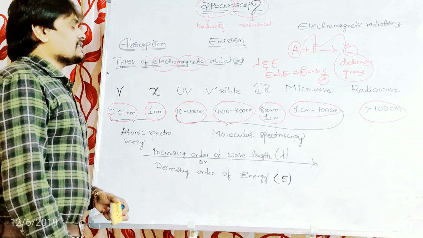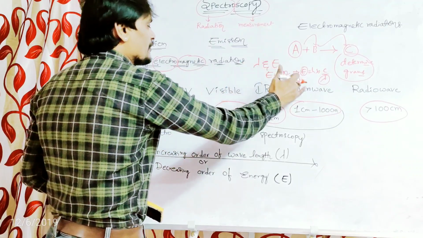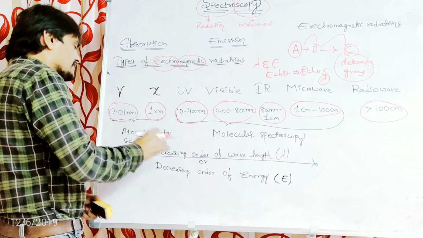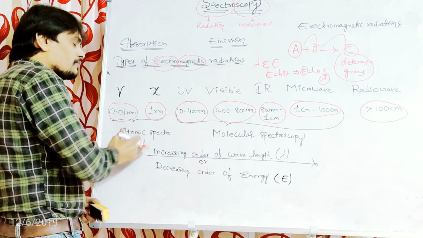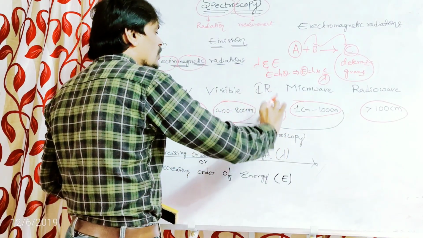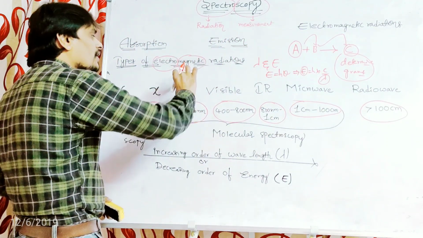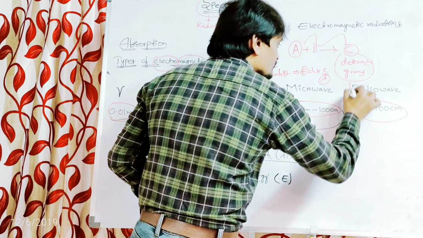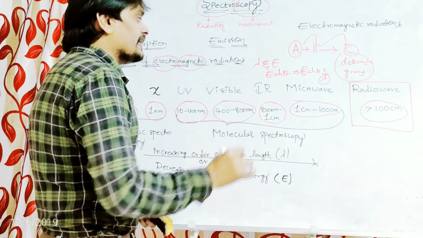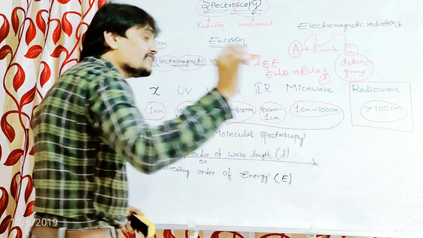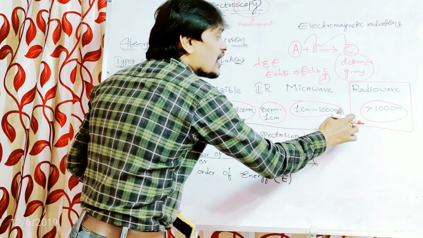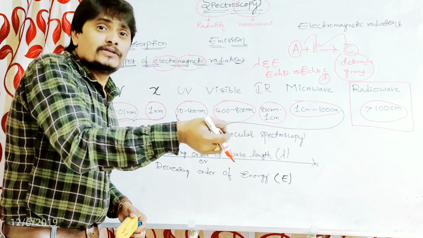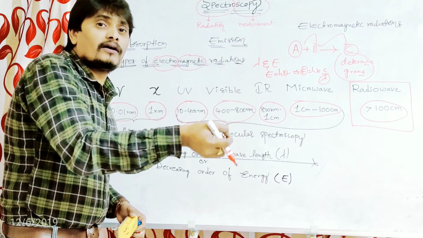Now we have to discuss how, making use of UV, visible, IR and microwave, we are going to determine the structure of the molecule. Atomic spectroscopy is not in the syllabus, students; if time permits, I will discuss it, but for now forget about it. Our focus is on molecular spectroscopy, which means only UV, visible, IR and microwave radiation. And one more radiation is there, students, which we cannot ignore. It is very important. It will give the structure of the molecule, but it gives information about how the hydrogens are attached to the carbon or oxygen or any heteroatom, and how many hydrogens are attached to them.